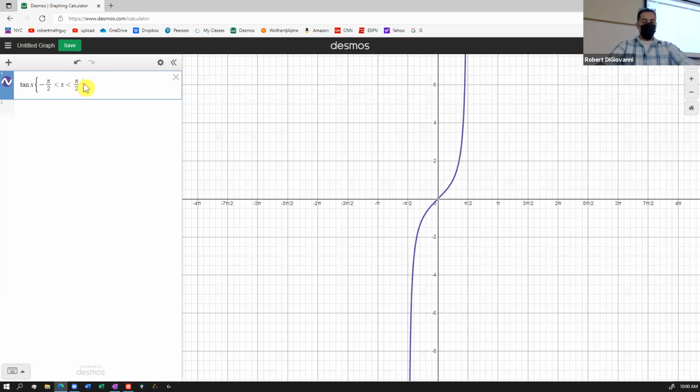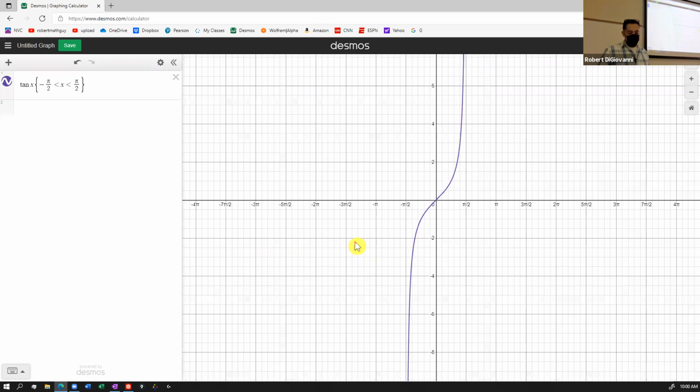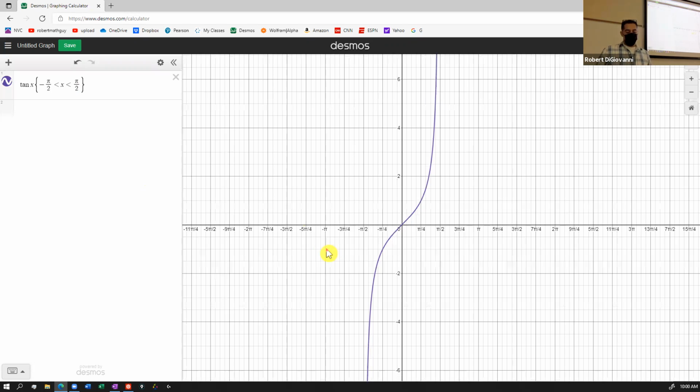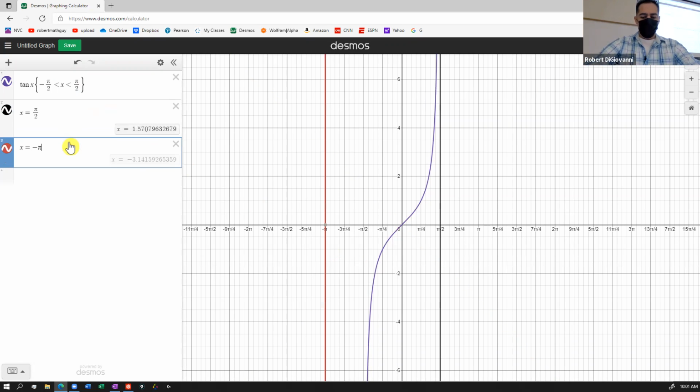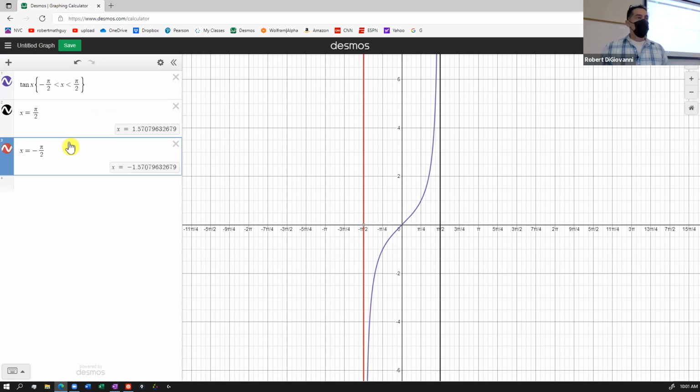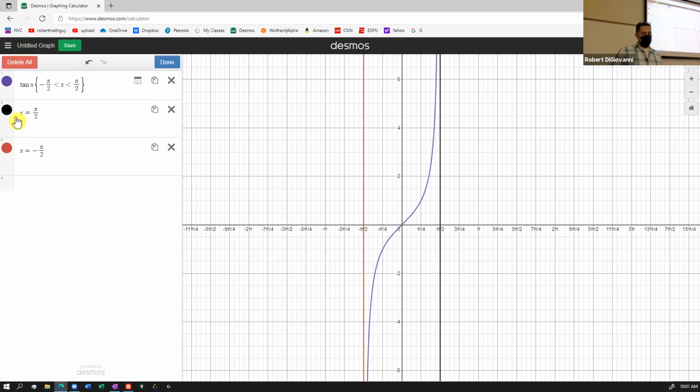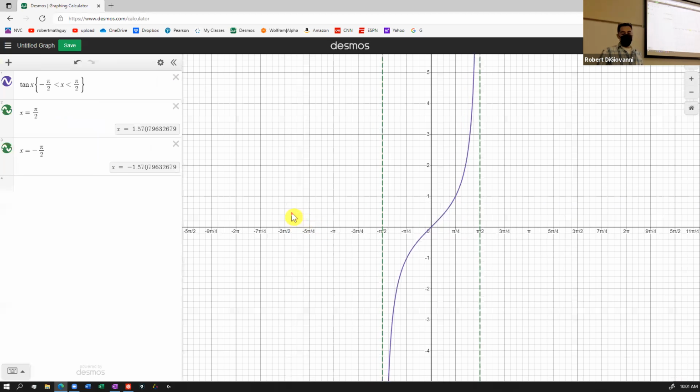If we restrict the domain, then we have a one-to-one function. We have a vertical asymptote at pi over 2, and we also have a vertical asymptote at negative pi over 2. Right? You do this in green, make it dotted, green dotted. So this is what the tangent function looks like. With me?